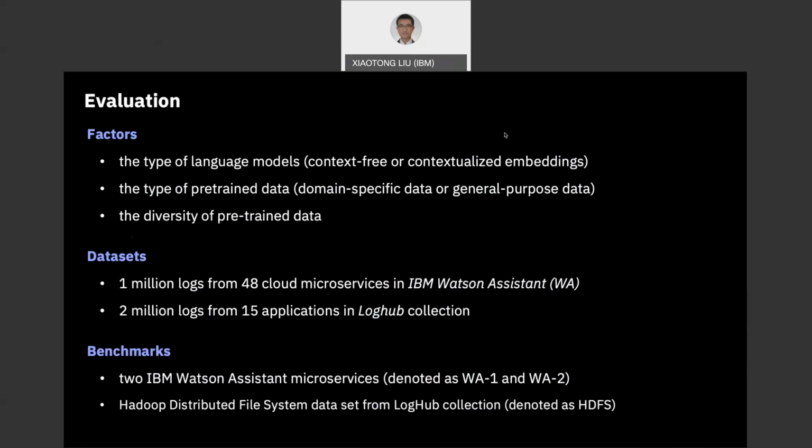For pre-training the language models, we take 3 million sample logs from a large number of applications. To test the accuracy of our trained anomaly detection models, we collect logs with ground truths from 2 IBM Watson Assistant microservices when the system was running in normal or abnormal condition, along with the HDFS ground truth data from log.hub. We compare the predictions with ground truth and compute the per-class accuracy as the percentage of correct predictions to normal or abnormal test data set.